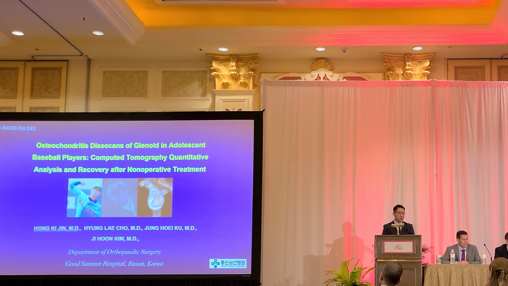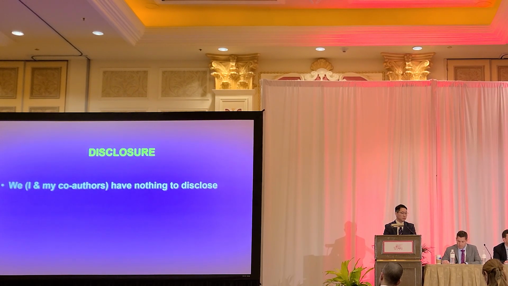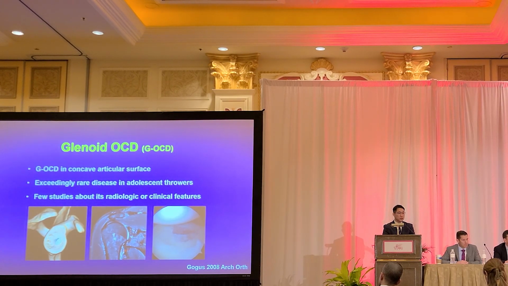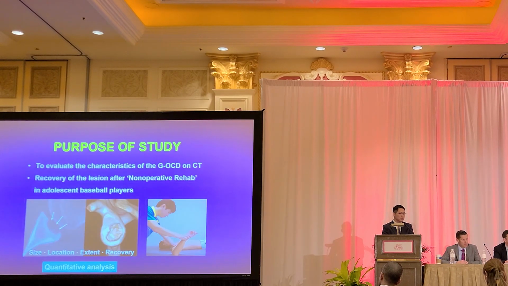This is a CT analysis of the glenoid OCD in adolescent baseball players. We don't have any relevant data. The OCD mainly occurs with the convex articular surface, such as the capitulum or the talar dome, but the glenoid OCD is a concave side OCD, known as an extremely rare disease.